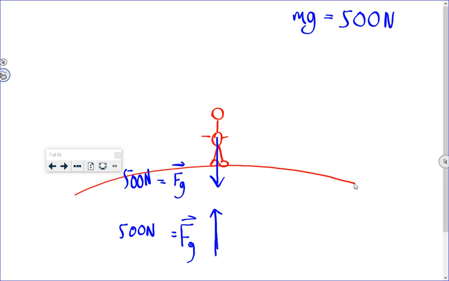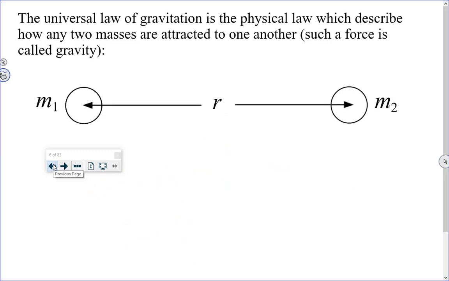The force of gravity exists because any two masses are attracted to one another. The coffee cup that I'm drinking tea out of right now experiences a force of attraction towards my head. It's a very, very tiny force of attraction, but any two masses are attracted to one another. And the universal law of gravitation relates the two masses that are attracted and the distance between them.